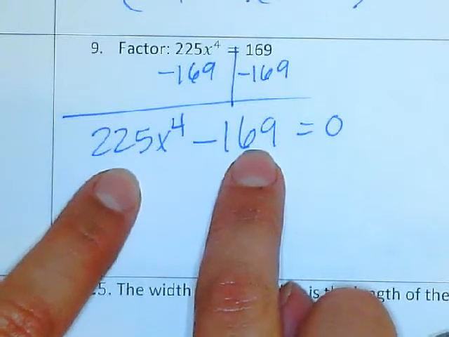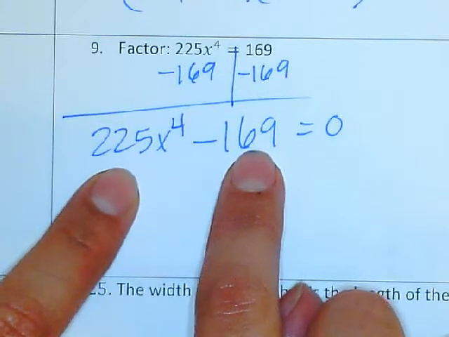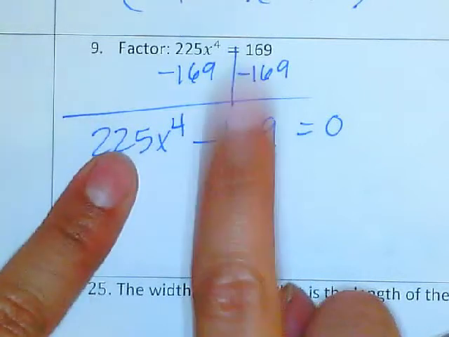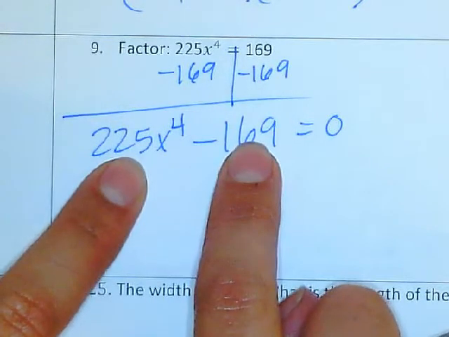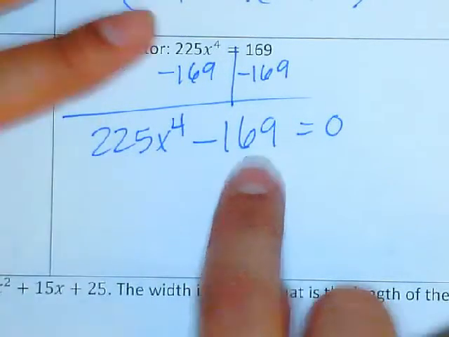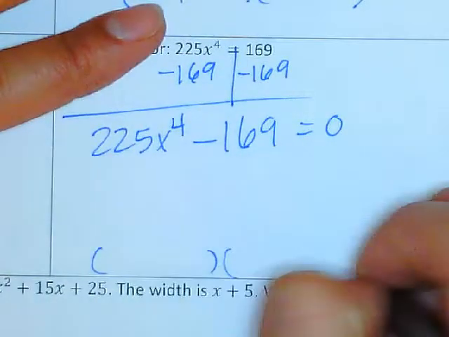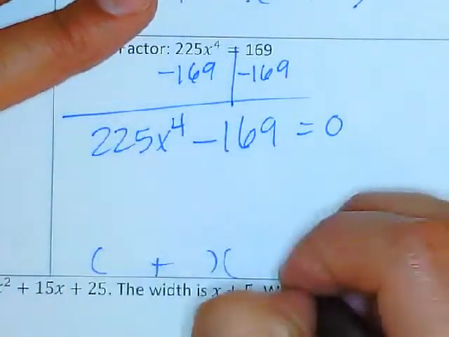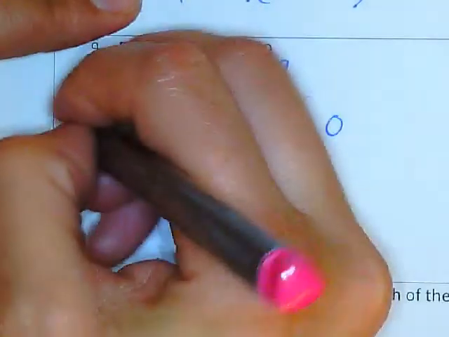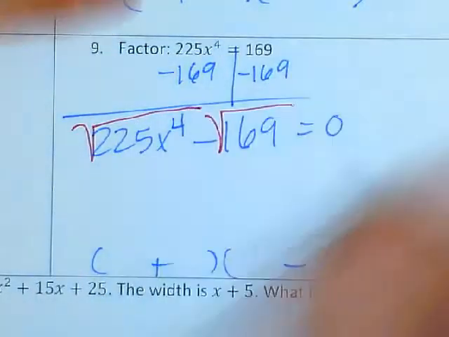So another option would be the shortcut for difference of squares. For it to be difference of squares, these two have to be perfect squares. So that difference of squares works. Remember, at the end, my answer will be one plus and one minus for difference of squares. So for that, I'm going to get the square root of each.